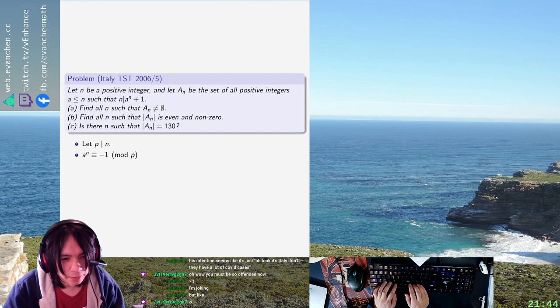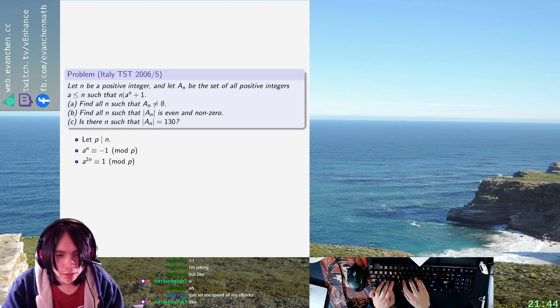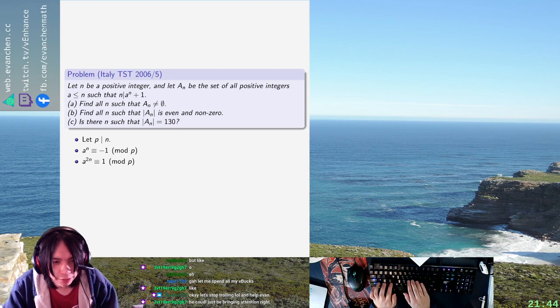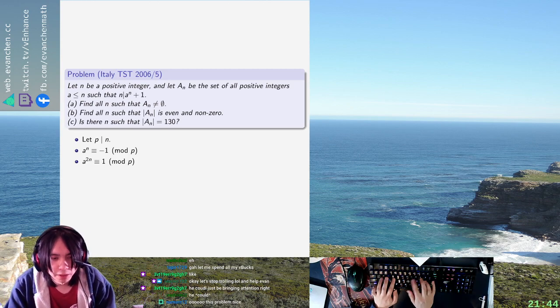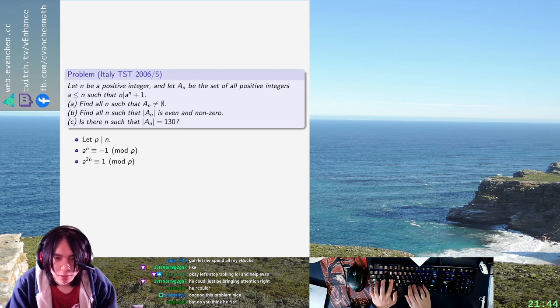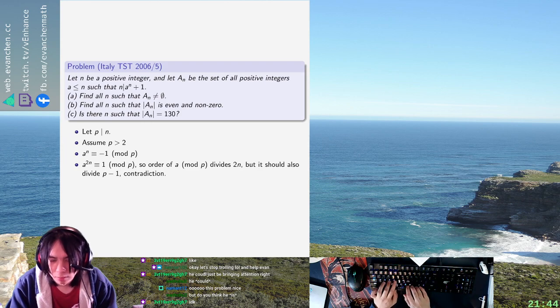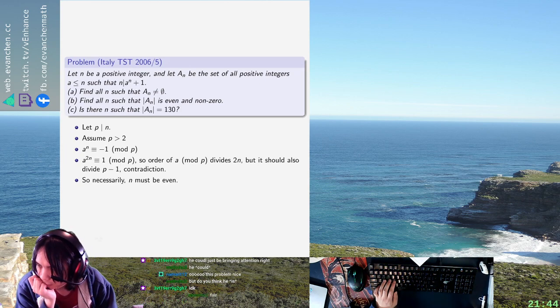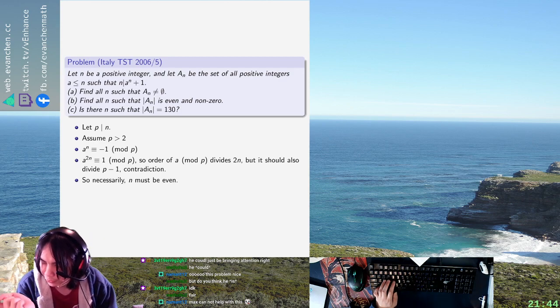So a to the 2n is 1 mod p. So the order of a mod p. But let's say assume p is greater than 2. So the order of a mod p now divides 2n, but it should also divide p minus 1. And that's a contradiction. So necessarily n must be even. So the smallest prime is 2.